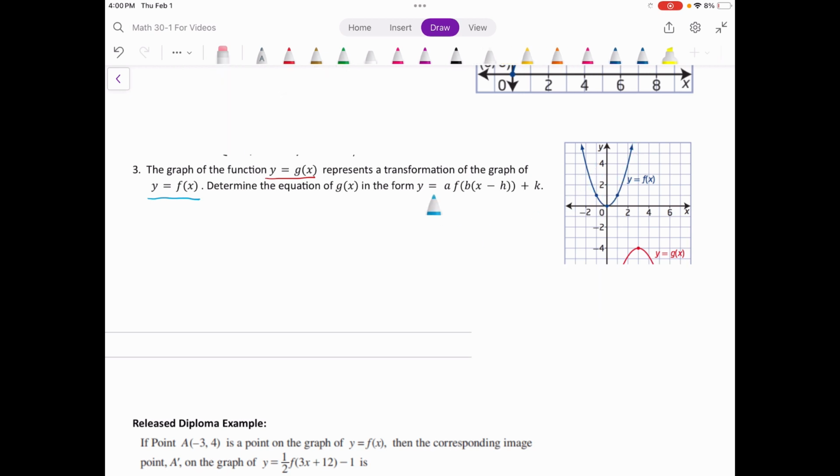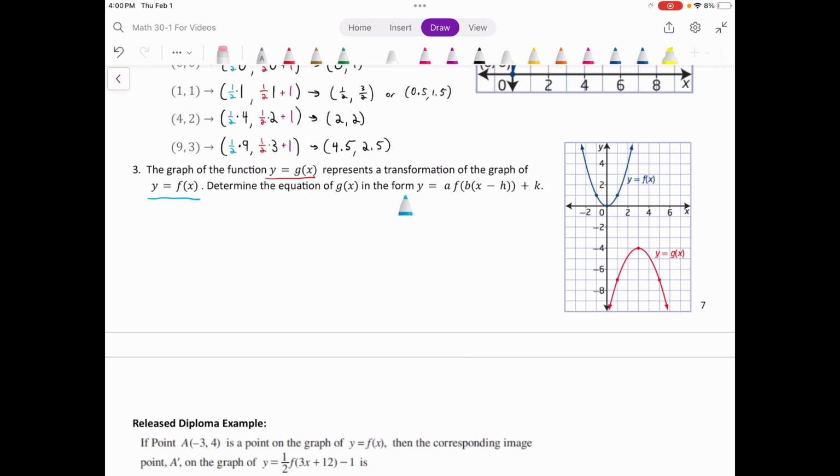And then it wants us to determine the equation of g of x in the form y equals a f of b(x minus h) plus k, right? So essentially, write the transformation, represent it using function notation. We don't actually have to come up with the equation of g of x itself, but we need to come up with the equation of g of x in terms of f of x, right? This function notation shows us how g of x is like f of x if we make some changes to the equation of f of x, right? Replace x with b times x minus h, multiply that by a and add k.